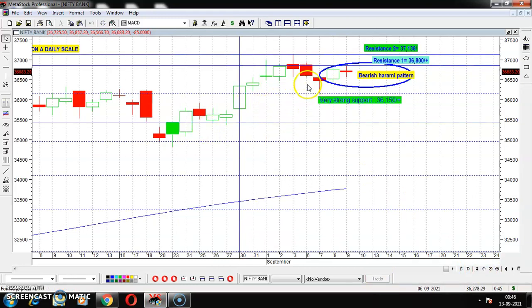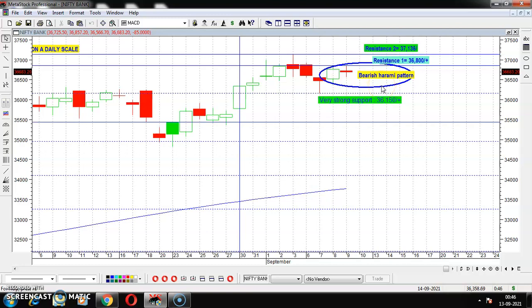Earlier also I have told you the red candle is to be known as the bearish candle and the green candle to be termed as a bullish candle. You see, in the last candle, on Friday, the Bank Nifty closed at 36,683.20. This is a red candle, but the way it has appeared, technically we call this the bearish Harami pattern.